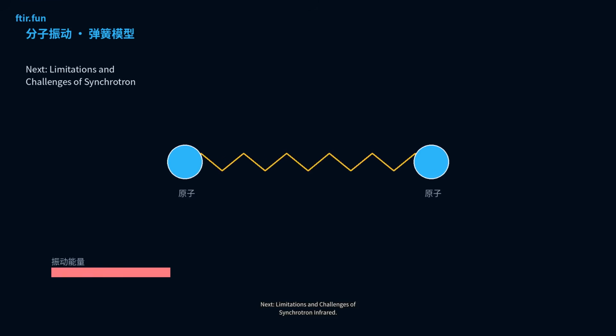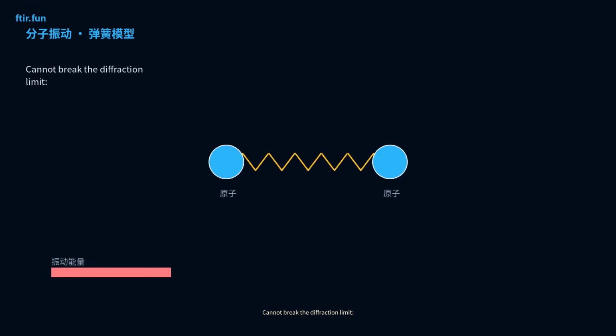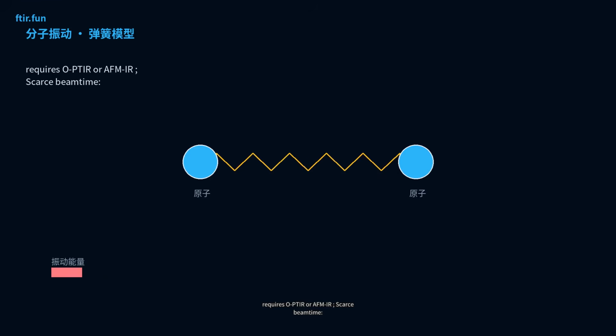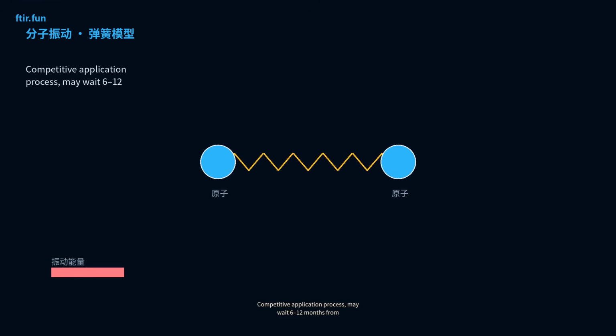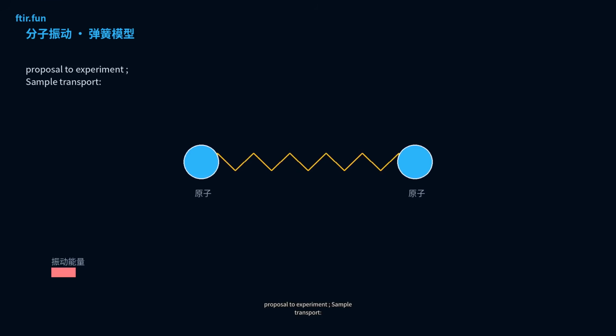1000. Next, limitations and challenges of synchrotron infrared. Cannot break the diffraction limit. Still constrained to several micrometers at 1,000 cm⁻¹. Submicron imaging requires AFM-IR. Scarce beam time. The competitive application process may take 6 to 12 months from proposal to experiment.